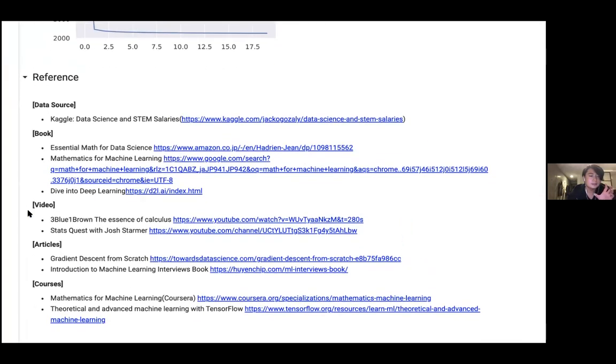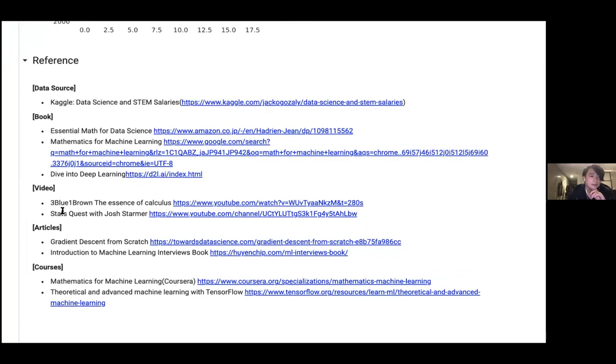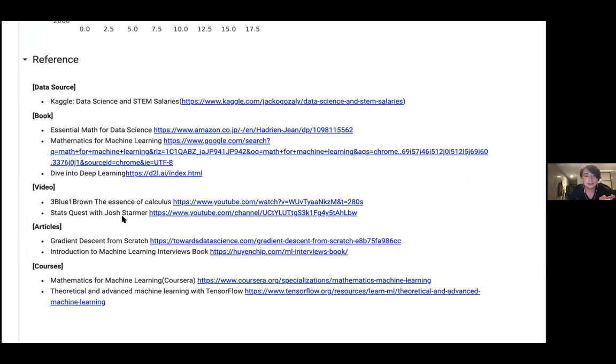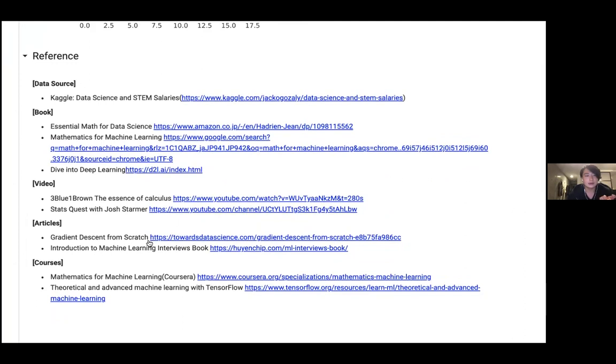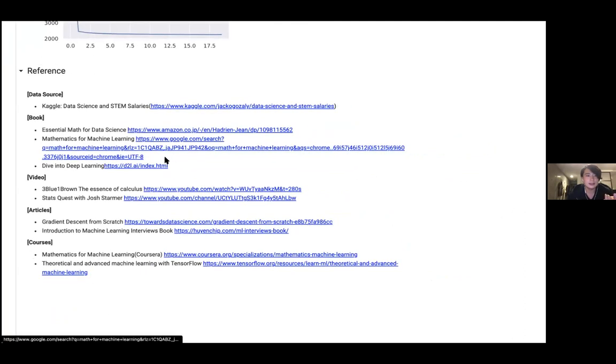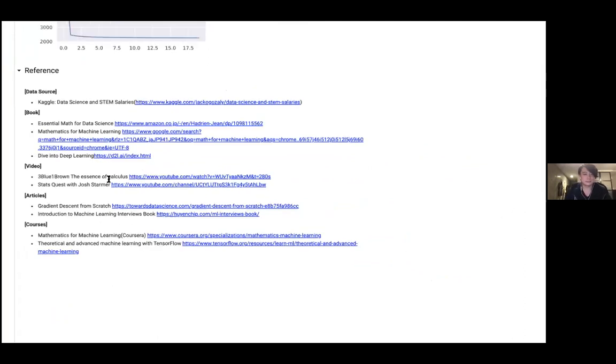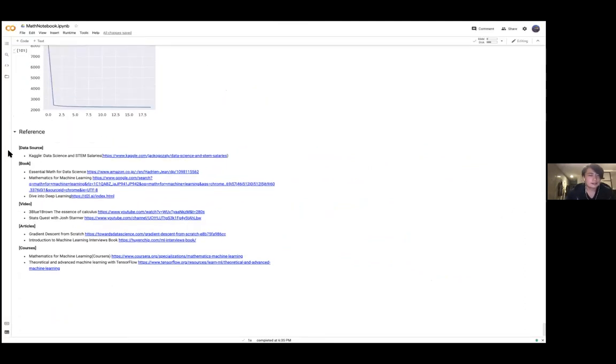And here are some references that you can look up. Some videos nicely explain how calculus works, and StatQuest explains statistics very well. There's an article about gradient descent, and I also have some books on mathematics, machine learning, and deep learning. I also put in the data resources about datasets, and some online courses.